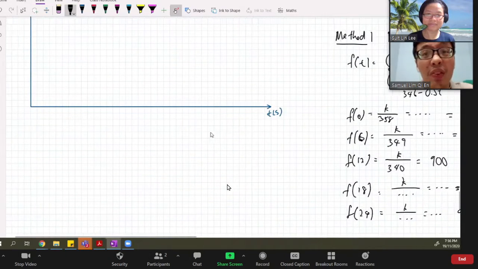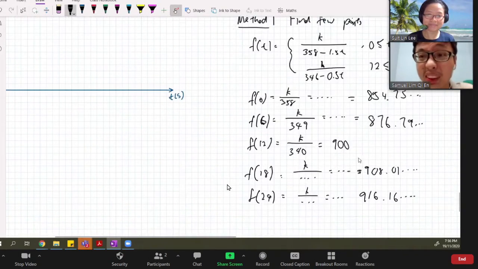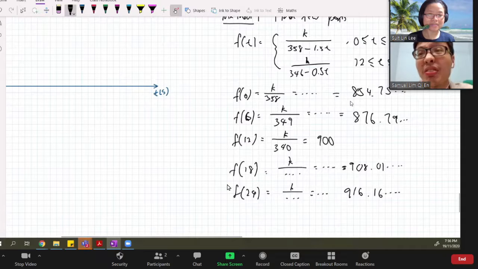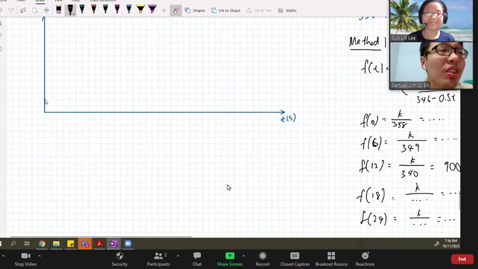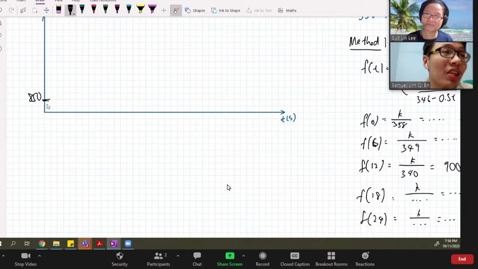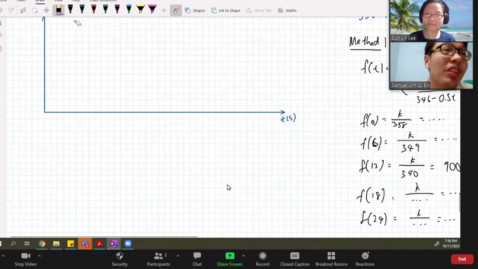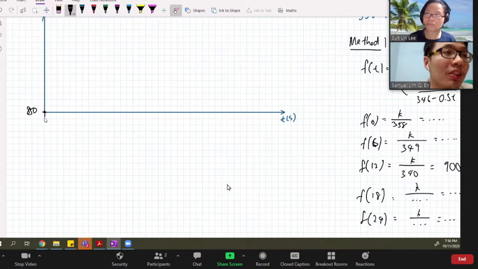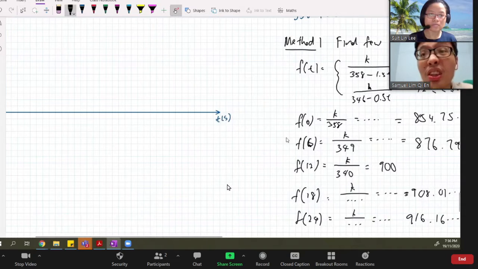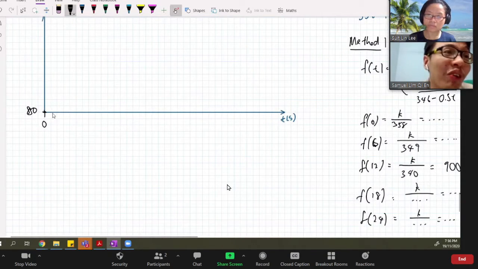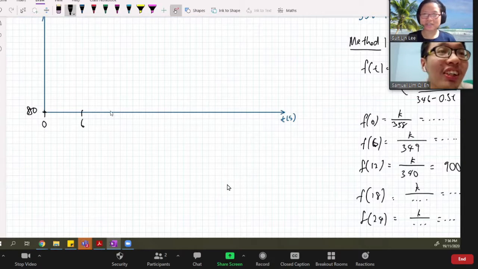I'm going to use a non-scale graph. I can start from, for example, 850. Good idea. So let's say if f(0) is here. You know what? I'm going to start at 850 here, and then here is 0. So 12, I need to count one by one: 1, 2, 3, 4, 5, 6, 9, 10, 11, 12.